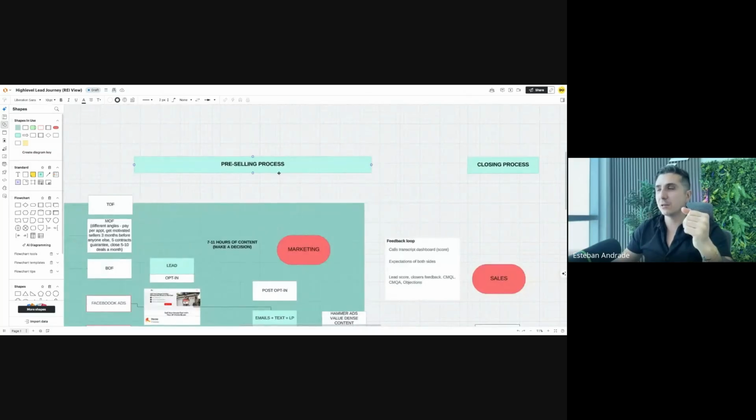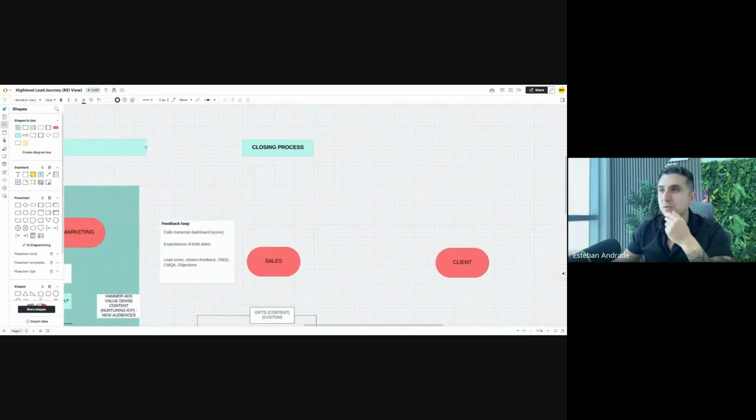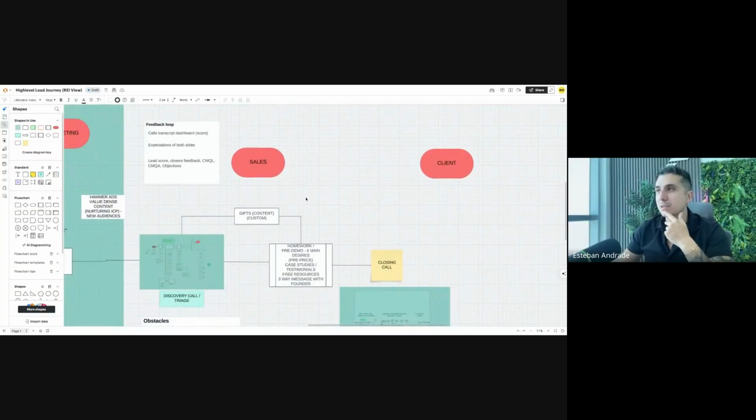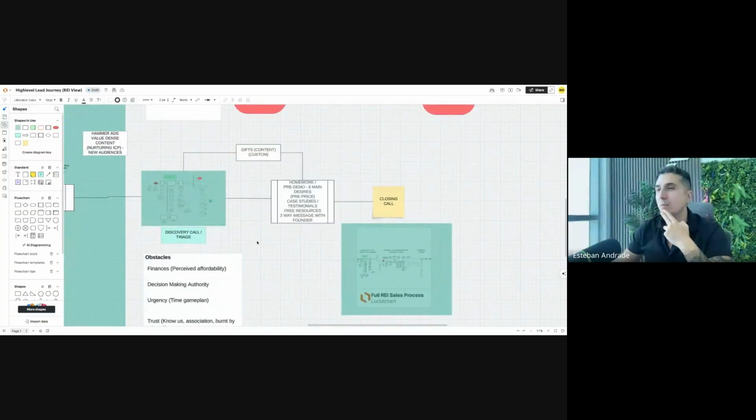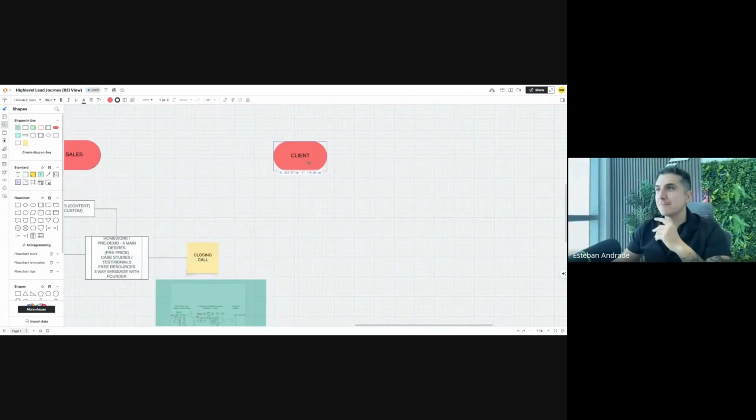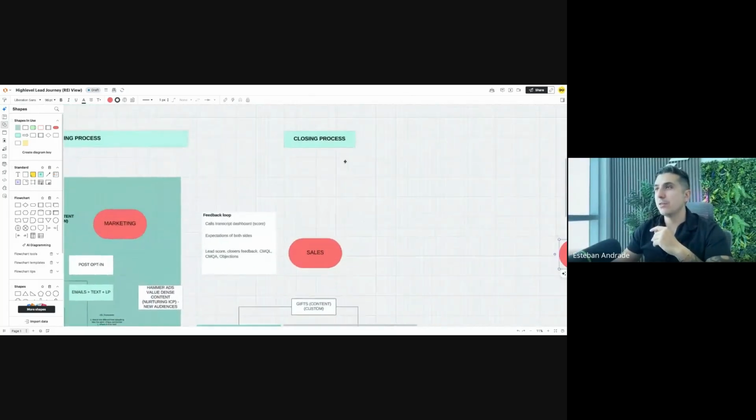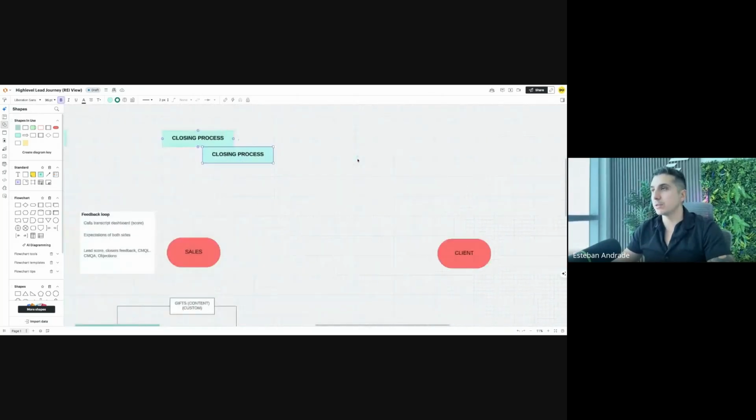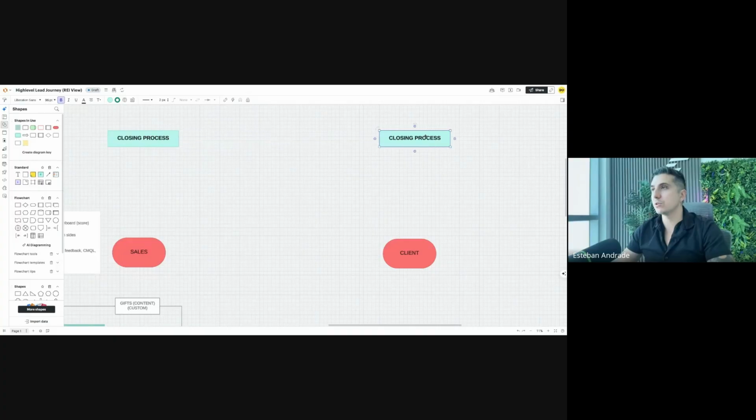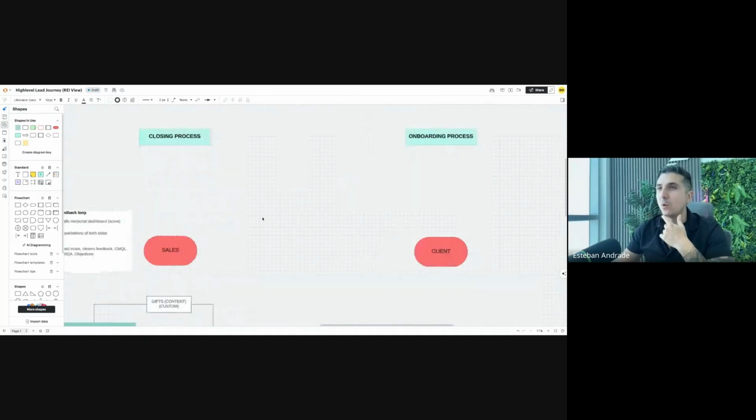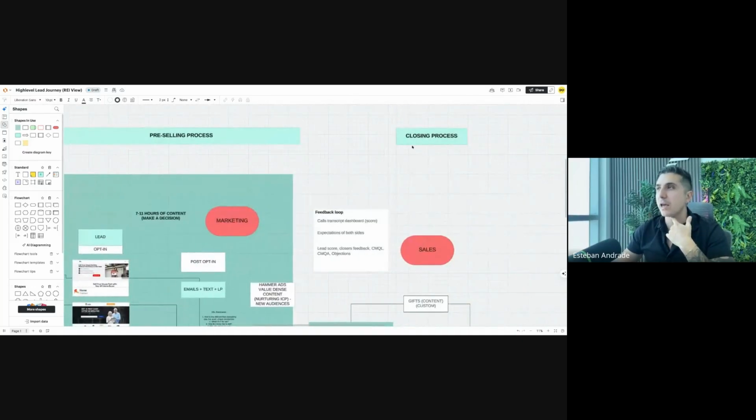This is called the pre-selling process. And then the closing process is where you go through a sales process, right? And then eventually they'll become a client, all right? And this part right here, this is what we would call the onboarding process, right? This is when you onboard someone, you go through a TC process, transaction coordination process, you go through a dispo process, you onboard someone into your company to fulfill them, right? We're not going to cover that. What we're going to cover is the pre-selling process and the closing process.